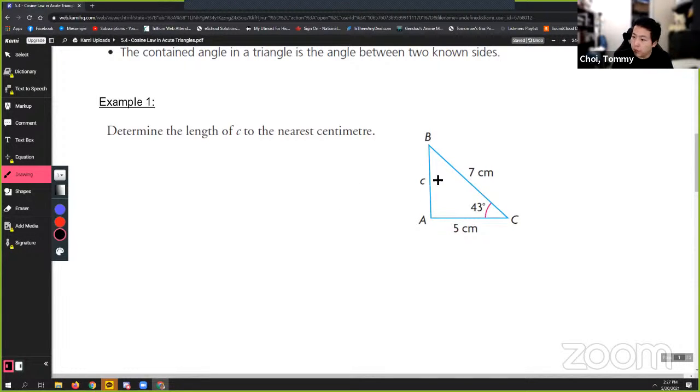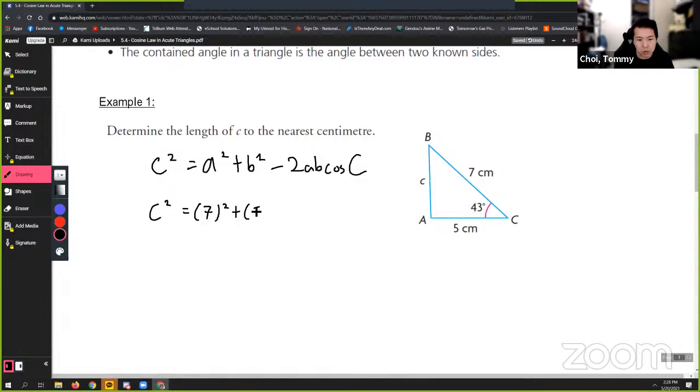So since we are solving for length C, we are using this equation. C squared is equal to A squared plus B squared minus 2AB multiplied by cosine C. Okay? So we write down our formula and then we plug in what we have. So C squared, A is 5. Oh, sorry, 7. Sorry. B is 5. And we keep going. 7, 5, cosine 43.